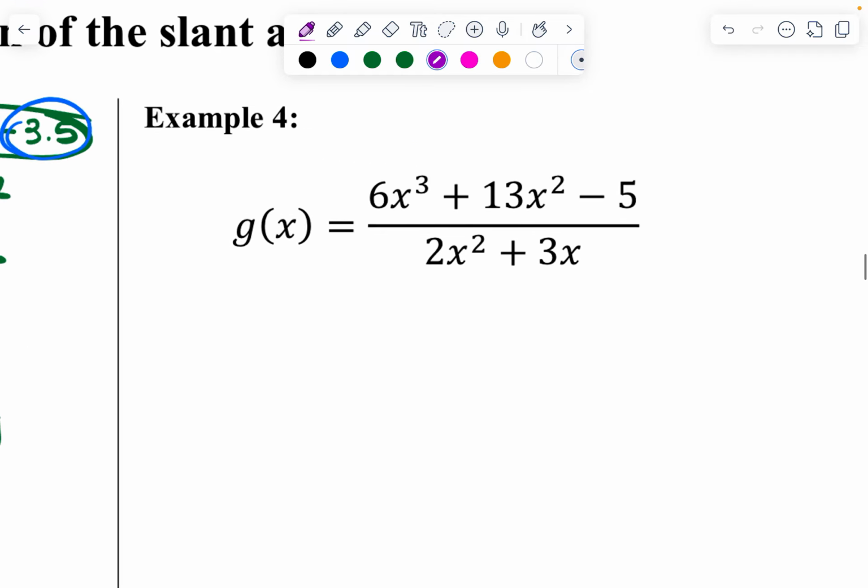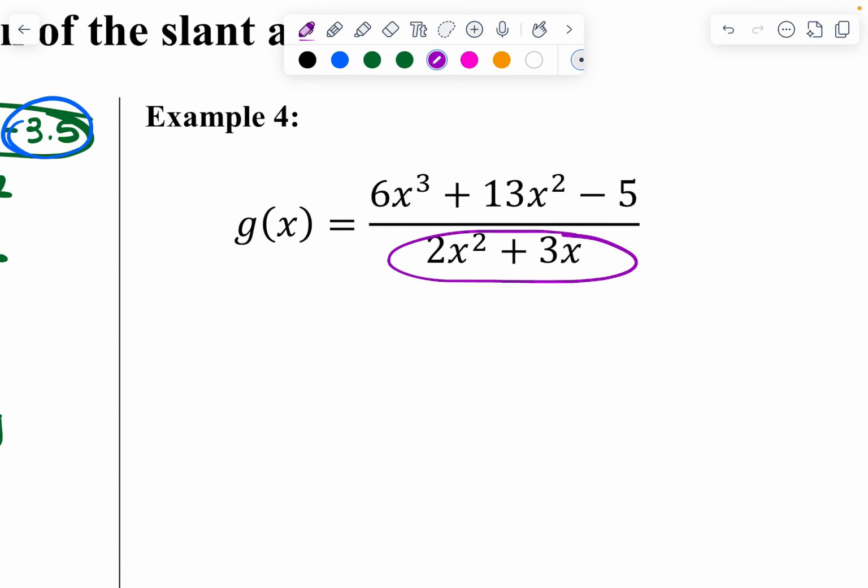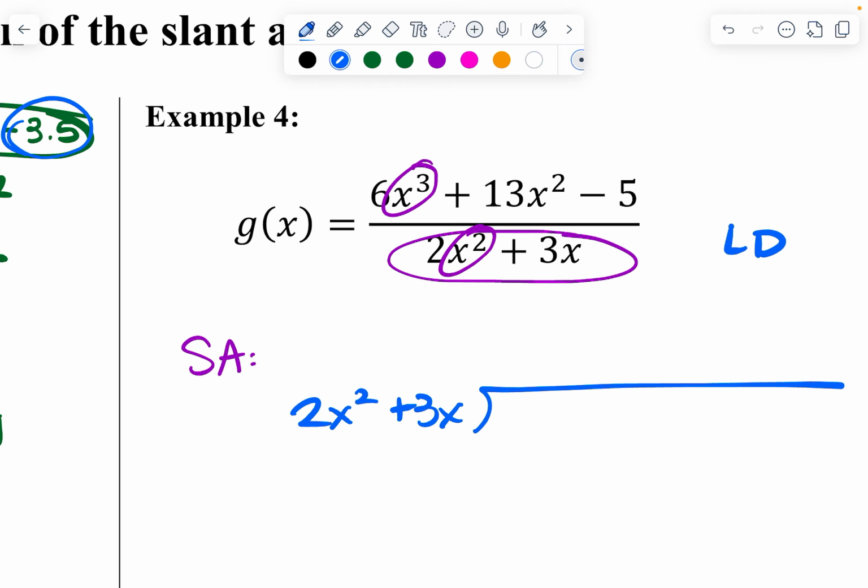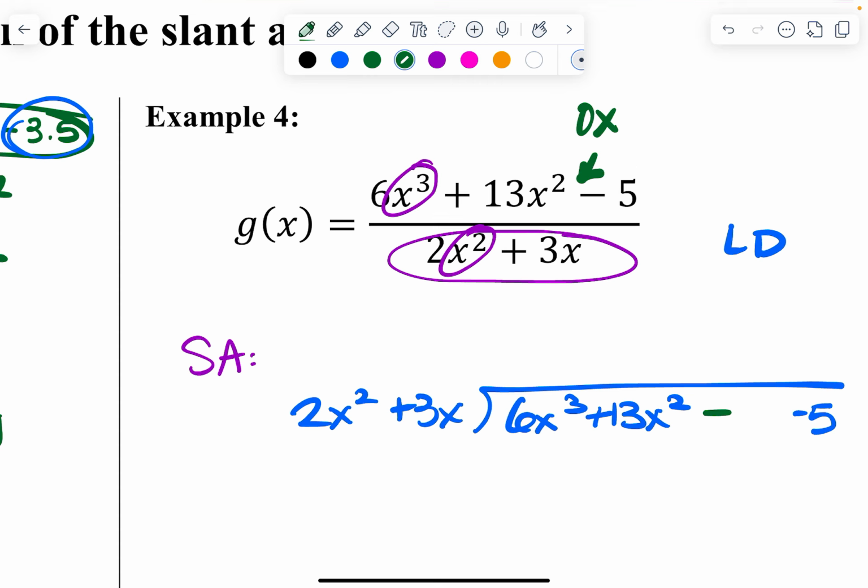For this one, if I'm dividing this, our denominator is exactly 1 less than the numerator, so there is a slant asymptote. And because this is not a linear equation on the bottom, we must do long division. So here we go, 2x squared plus 3x on the outside, and then we take 6x cubed plus 13x squared, and then this minus 5 goes out here because we have a missing term of 0x. So we're going to put that here because we don't want to have any missing terms.